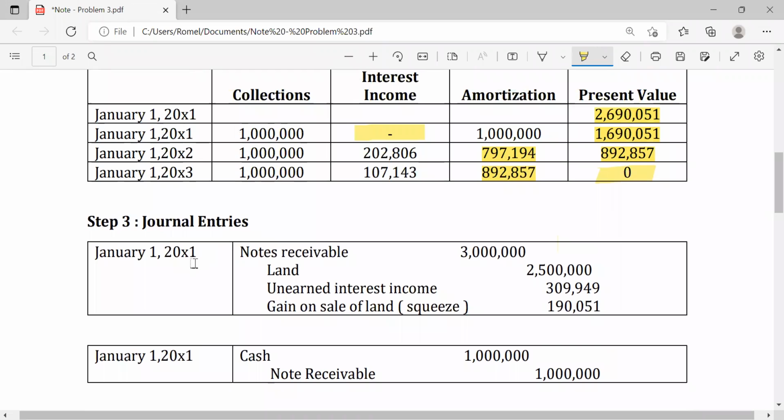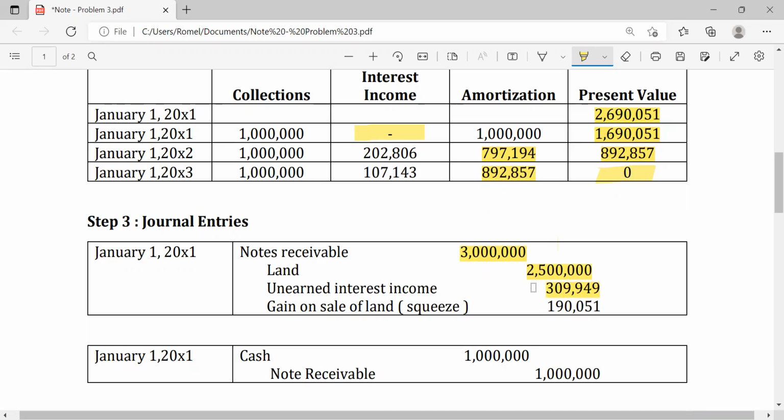So for January 1, 20x1, debit notes receivable 3 million pesos because this is the face amount of the note. Ito yung amount na nakalagay sa face ng note. It's 3 million pesos. And then we will credit land, 2,500,000 pesos. And then unearned interest income.